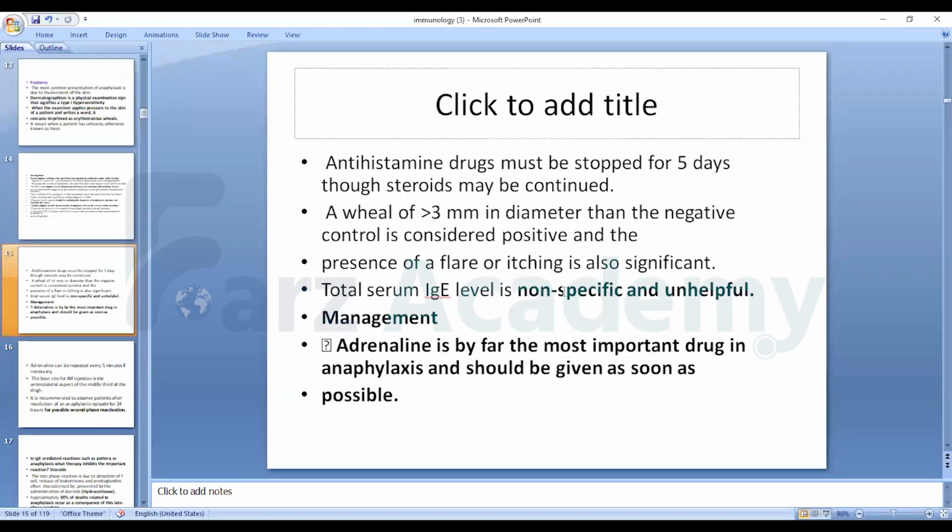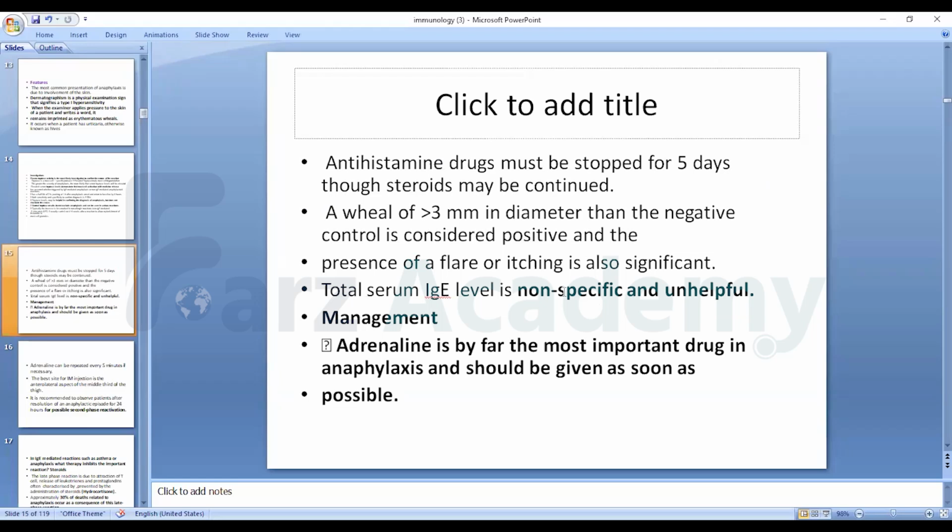Antihistaminic drugs must be stopped for 5 days, though steroids may be continued. If a wheal of more than 3 mm in diameter appears at the negative control, it is considered positive. The presence of a flare or itching is also significant. Total serum IgE level is non-specific and unhelpful in these cases.